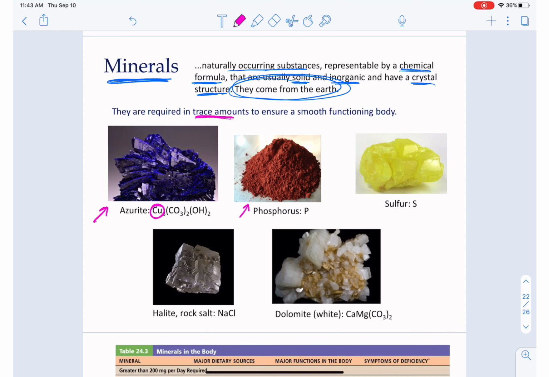Here's a pile of phosphorus. This yellow crystal structure here is sulfur. The crystal structure we're looking at right there is what we call halite or rock salt, and that has both sodium and chloride in it, two minerals that the body needs. What about dolomite? Dolomite has a couple different minerals in it. One, it has calcium, and that's what's contributing to the white coloration of it. And there's also magnesium present in dolomite.